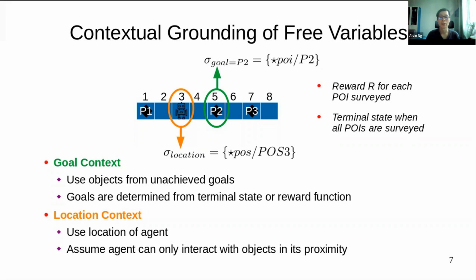The second contextual grounding is location context, which considers the current location of the agent. Following the same example, the robot is in position 3. Thus, we substitute the free variable star POS with position 3. Location context is motivated from the observation that in many planning problems, especially problems represented with a first-order structure, the agent can only interact with a subset of objects in its proximity.